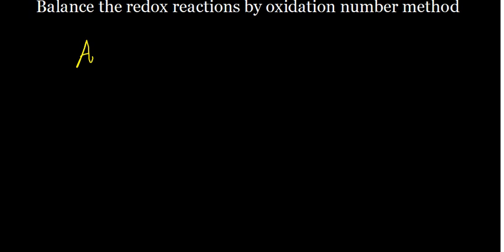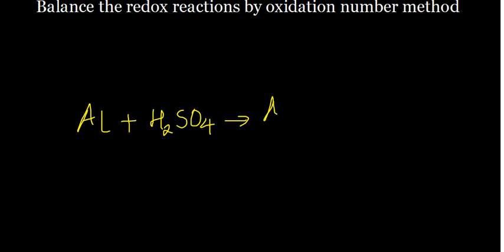Okay. Let's have another one. Let's say you have got aluminium, let me write it in the middle. You have got aluminium which is reacting with sulfuric acid to produce aluminium sulfate and hydrogen gas. You want to balance this one by the ion electron method.